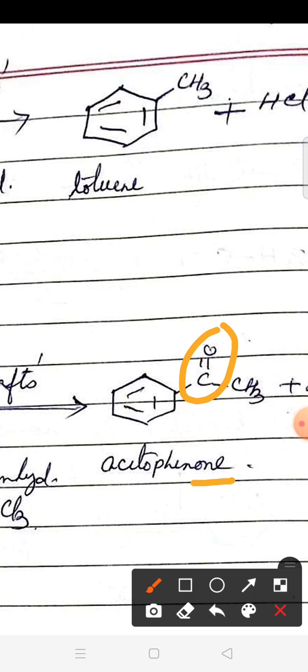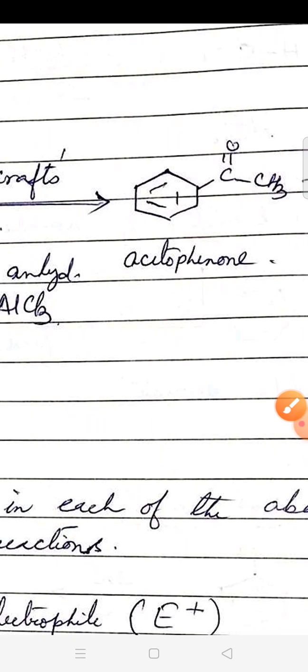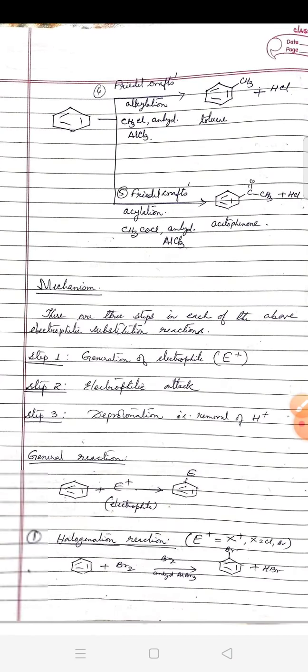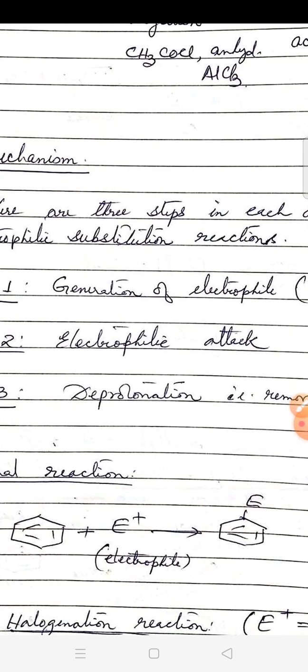It's acetophenone. A very important compound, and very often we make mistakes. So these are the 5 reactions. Now what we need to do is learn the mechanism of these reactions. There are 3 steps in all the reactions.